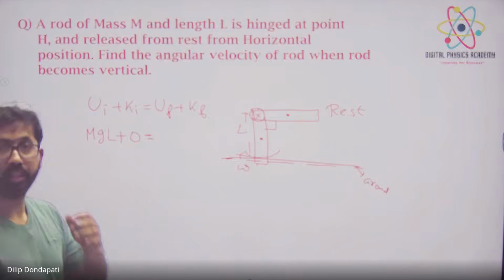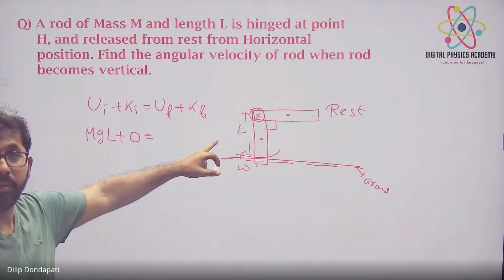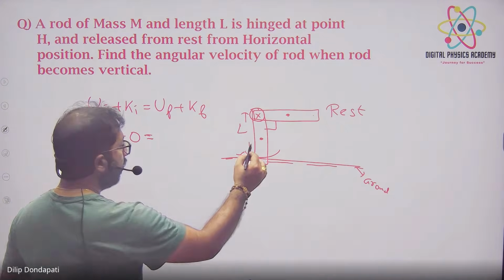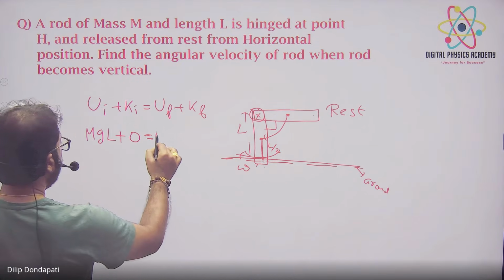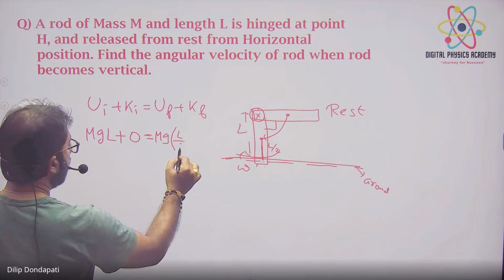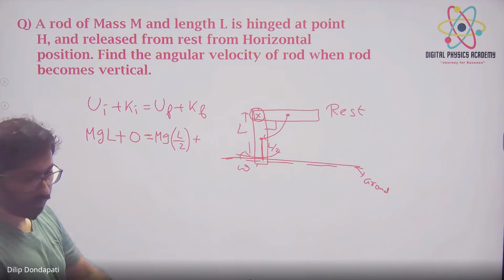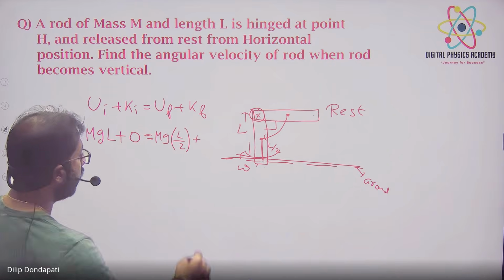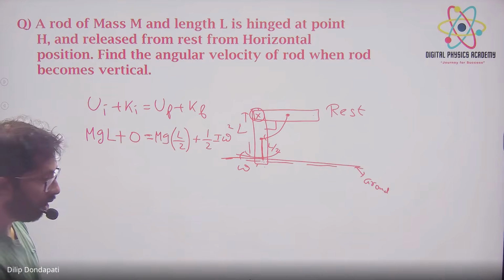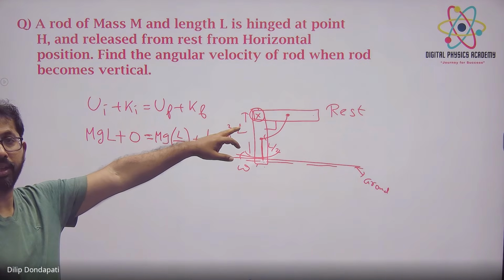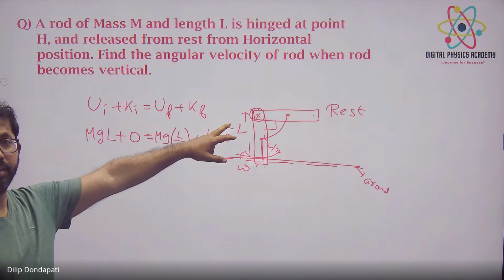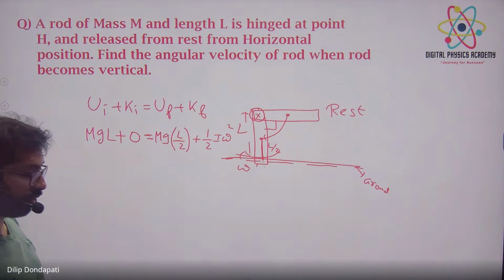Now tell me, how far is this? mg L by 2. L by 2. So from here to here, it is mg L by 2 plus kinetic energy. When it's crossing, kinetic energy is half I omega square. Now find the value of I also, you know, right? Moment of inertia of the rod about that end is ml square by how much? 3. Use it.